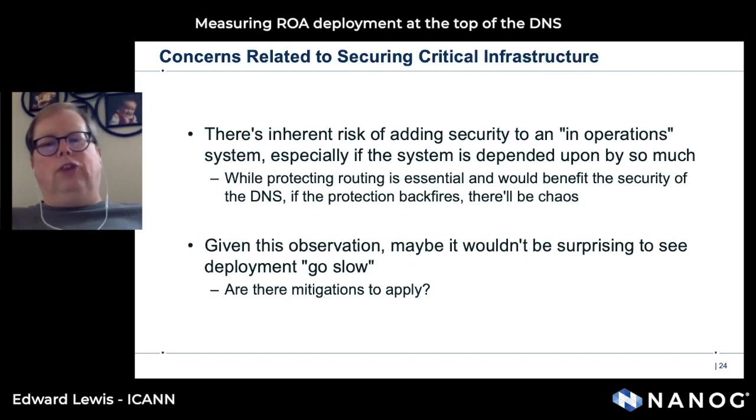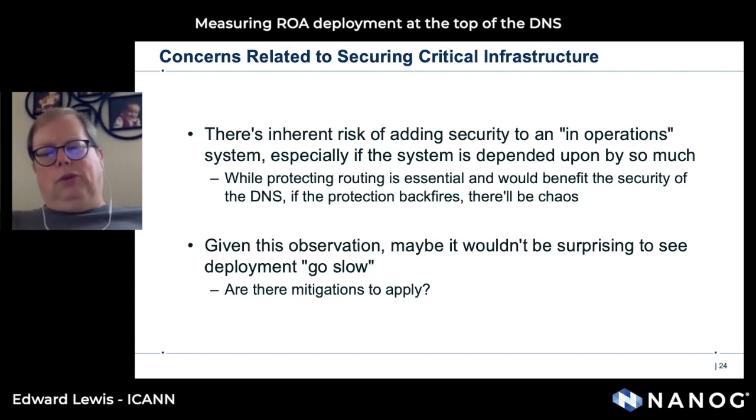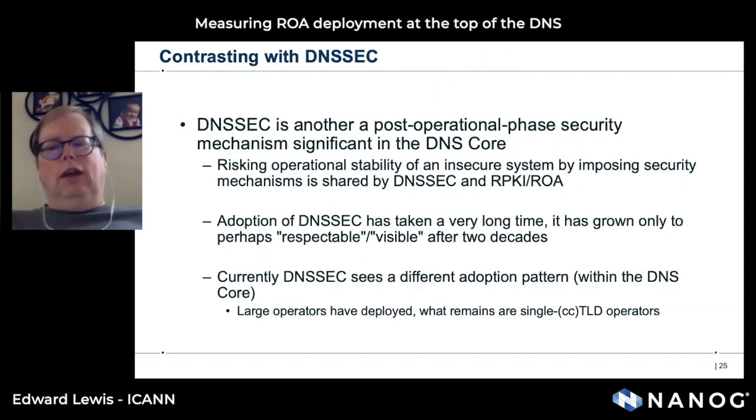There's an inherent risk of adding security to an in-operation system. This is just a background slide on why slow adoption may actually be going on here. If you were to put security into a system that's very critical and the security system itself has an issue, there'll be chaos. So we look for mitigations for this. Now, I've had experience with DNSSEC. DNSSEC is similar because it was a post-operational application of security to an operating system out there that, if it broke, it would be really bad. Adoption of DNSSEC has taken a very long time. Over the 2 decades since it started being rolled out, it's only pretty much respectable or visible, depending on how you look at this.